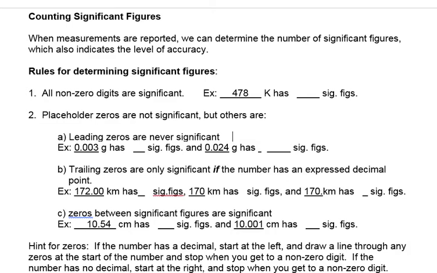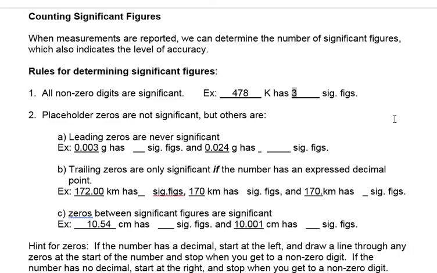The first rule most people don't have any difficulty with. If it doesn't have any zeros, every digit is counted when we're counting significant figures. So 478 kelvins, the 4, the 7, and the 8 are all significant. We would say it has 3 sig figs.